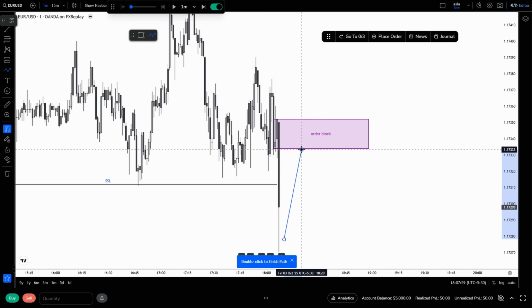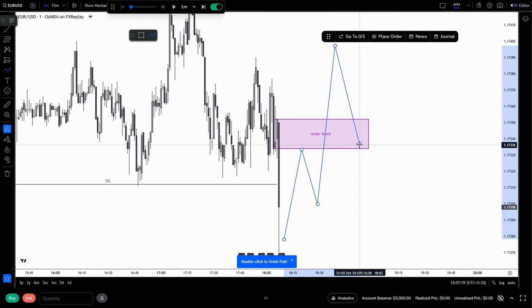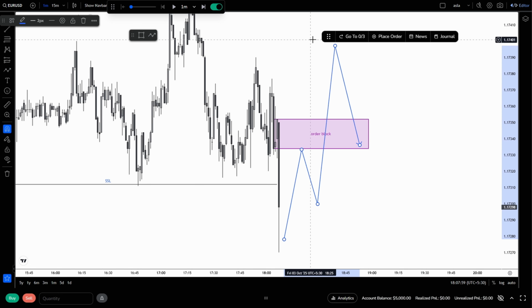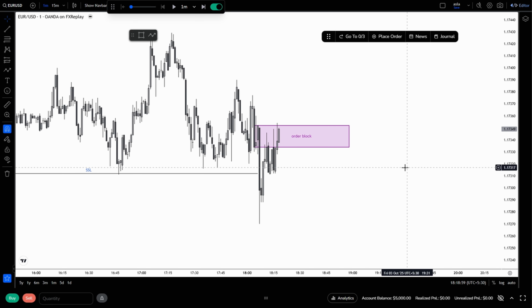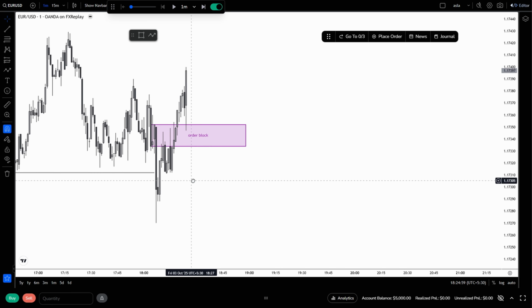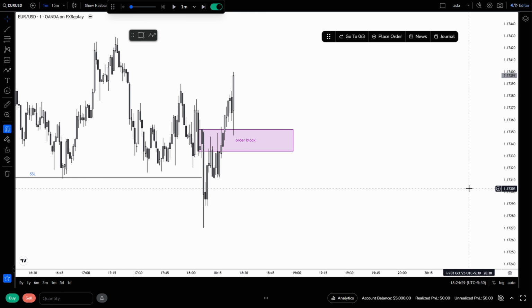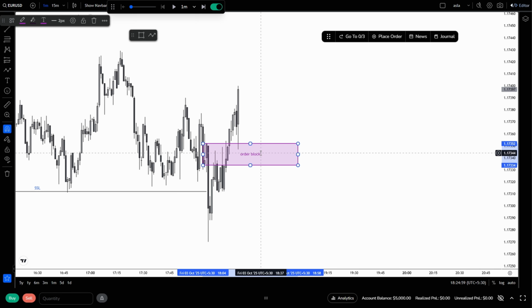Because our bias is bullish, we want price to push through this bearish order block and displace higher. We do not want rejection here. We want invalidation. And that is exactly what happens. Price pushes through the bearish order block with bullish displacement.